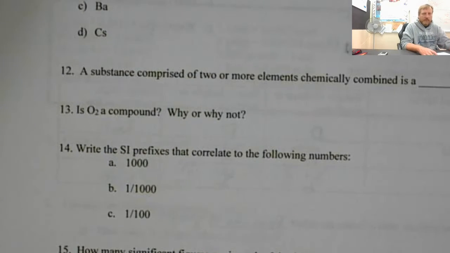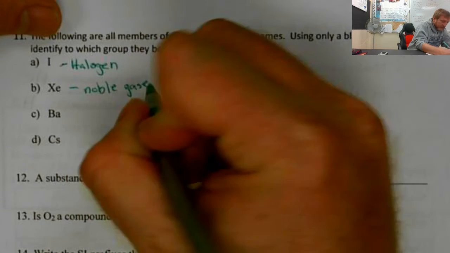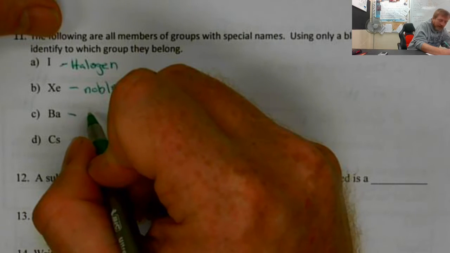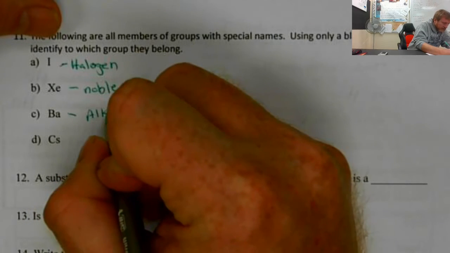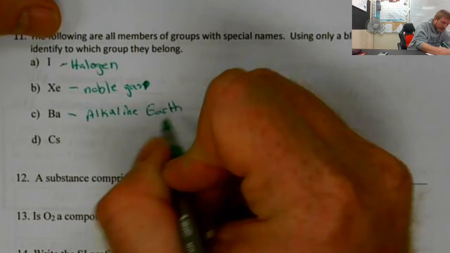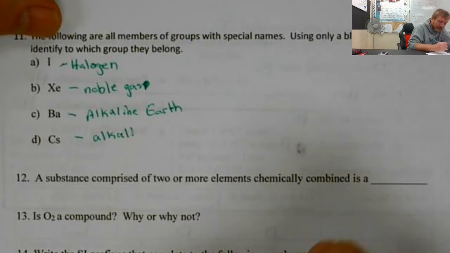Next page. All members with groups with special names. Iodine is a halogen. Xenon is a noble gas. I don't know why I put an E on there. Barium is an alkaline earth metal. And cesium is an alkali metal.